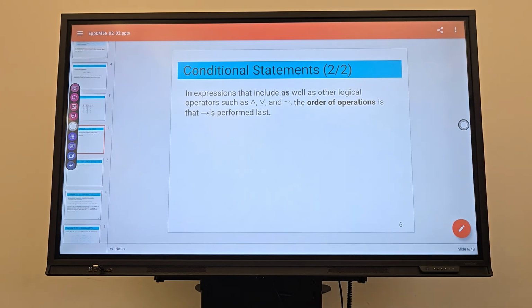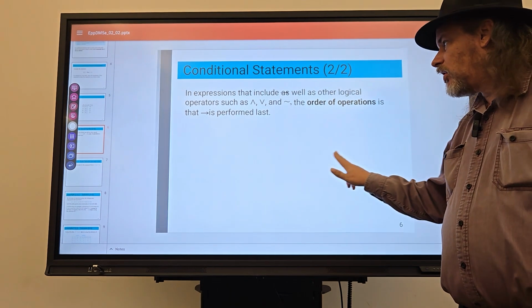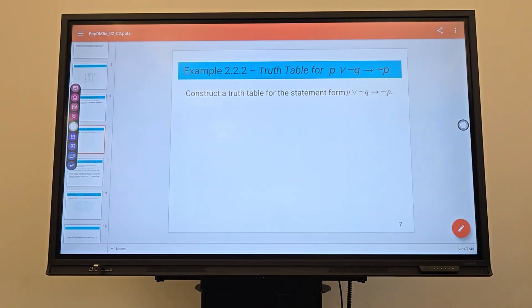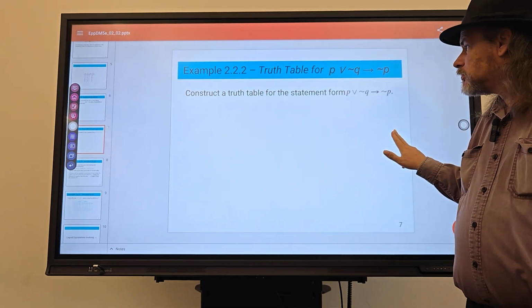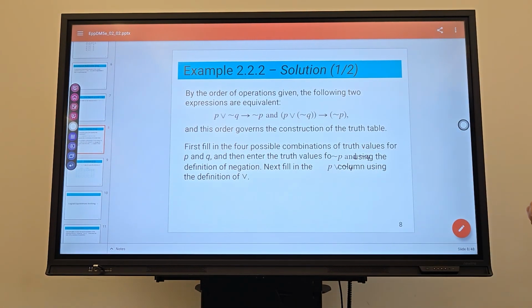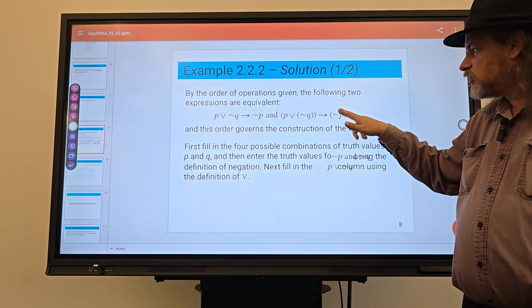Okay, in expressions that include the conditional, as well as other logical operators, the order of operations is that the conditional is performed last. So, construct a truth table for the statement form P, if P or not Q, then not P. By order of operations, the following expressions are equivalent. You could add parentheses to make it more clear what means what.